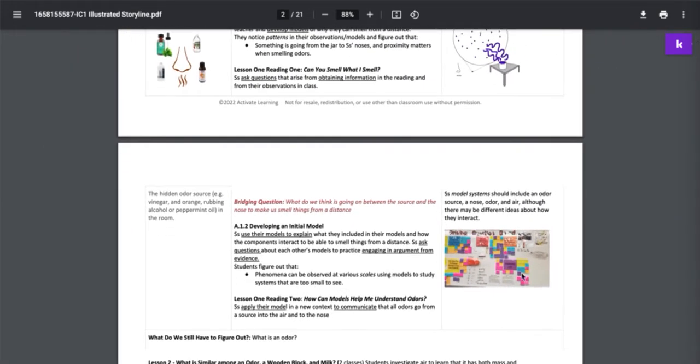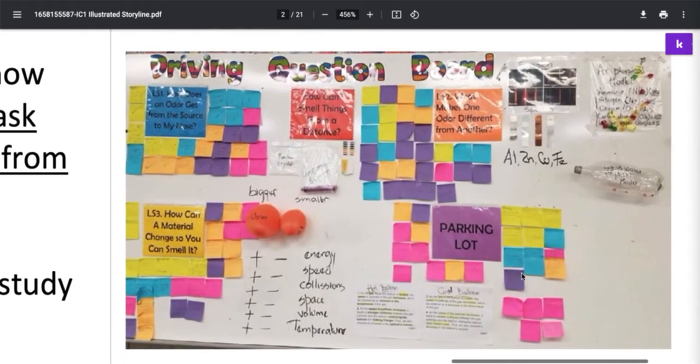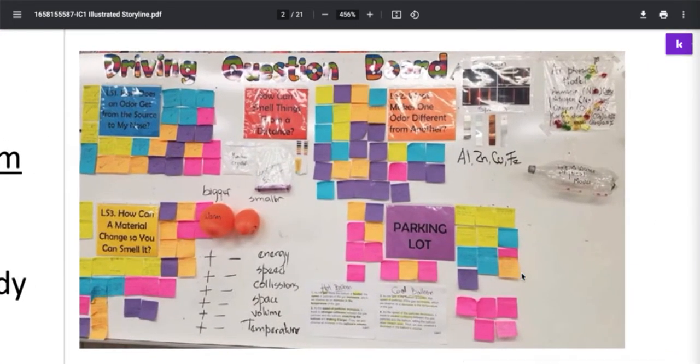Here is an example driving question board. If you have not done a driving question board before, I strongly recommend it. It's a really nice way for students to see the thinking and the ideas. Lots of these Post-it notes are all about questions, which I didn't talk about yet, but in lesson 1, you should also be having students ask questions about how do we smell.